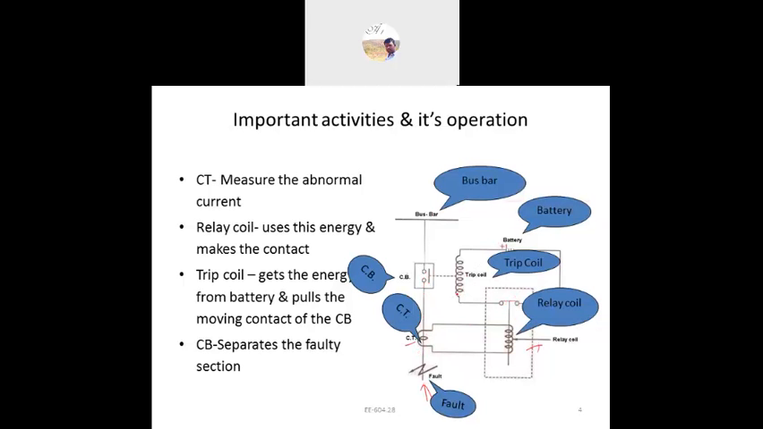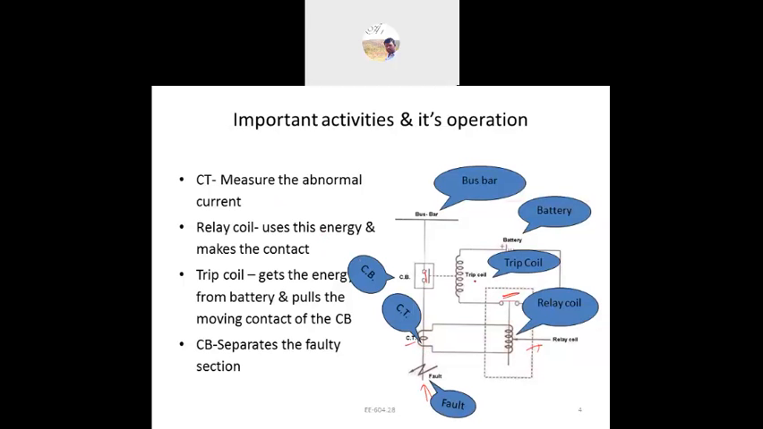Under normal condition this will be closed. Whenever the fault occurs, the CT measures the abnormal current and sends the fault signal. Here the relay coil uses the energy and makes the contact.